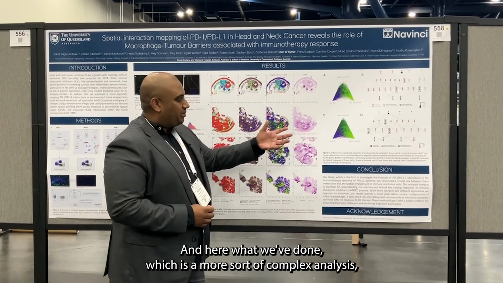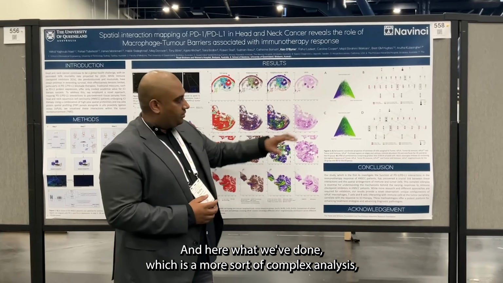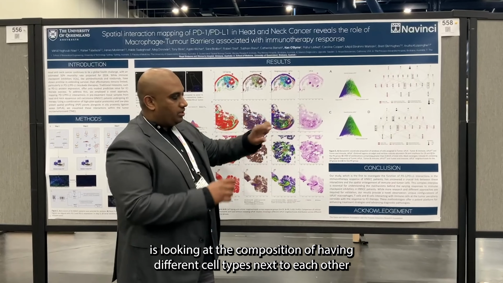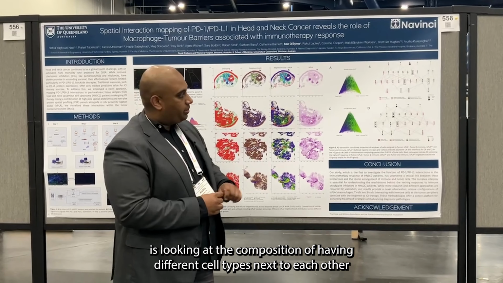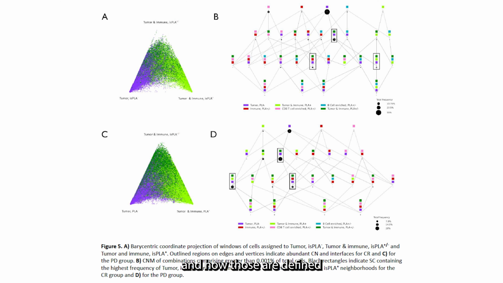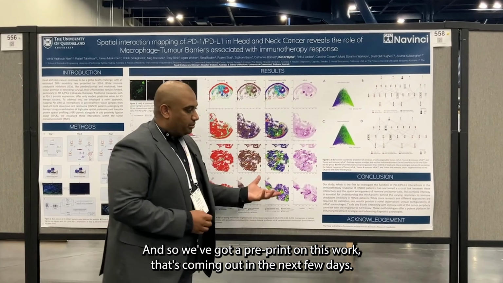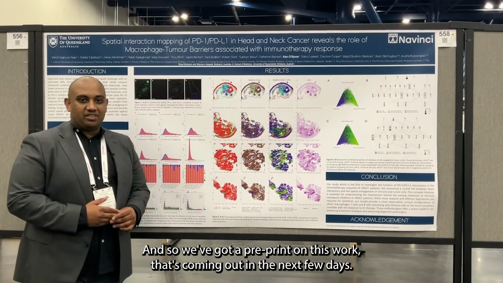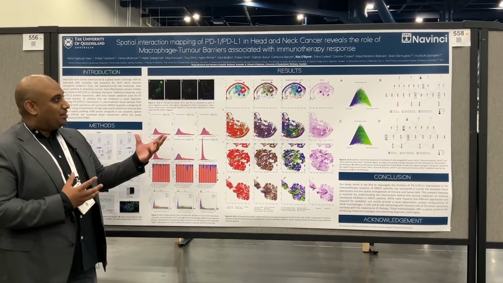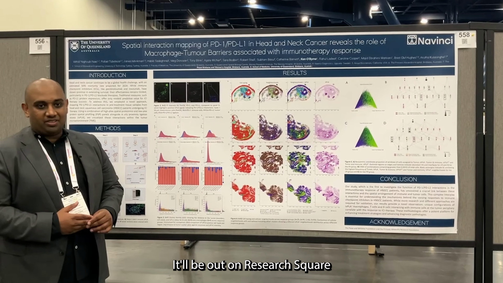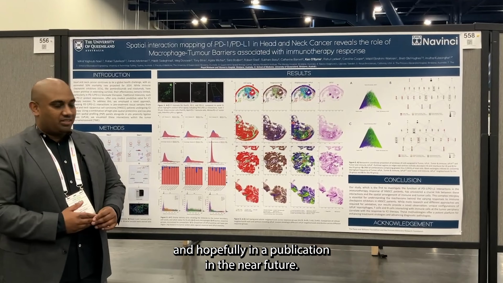And here what we've done, which is a more sort of complex analysis, is looking at the composition of having different cell types next to each other and how those are defined in the complete responder and the progressive disease patient. And so we've got a preprint on this work that's coming out in the next few days. Please look out for it. It'll be out on Research Square and hopefully in a publication in the near future.